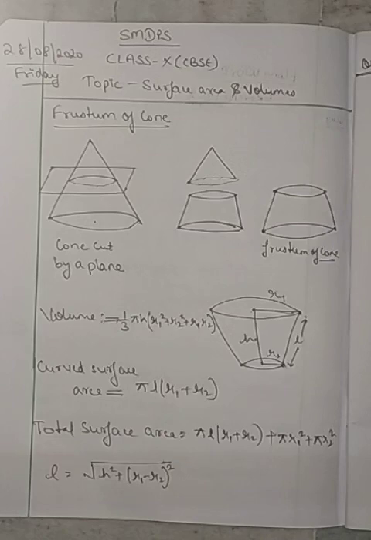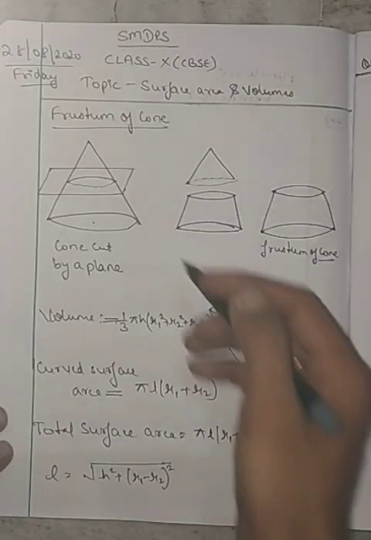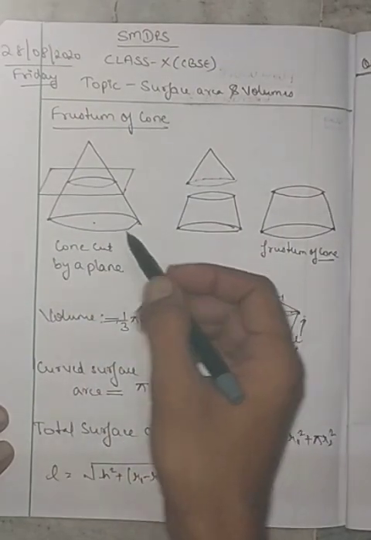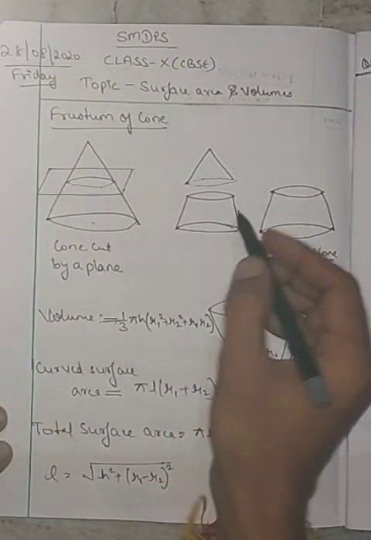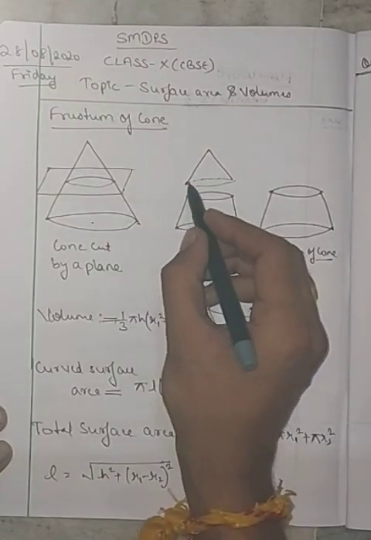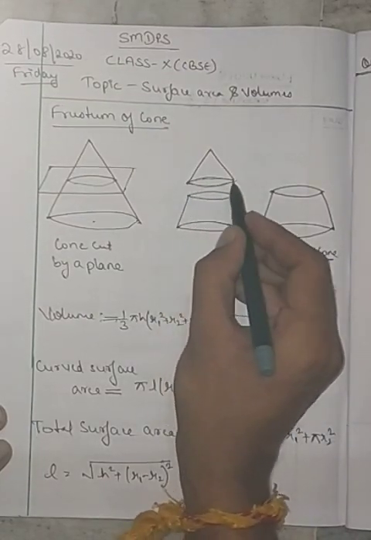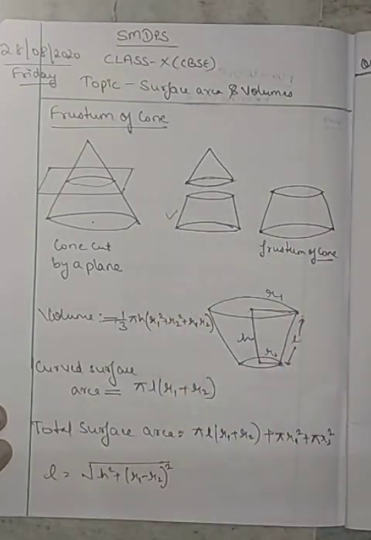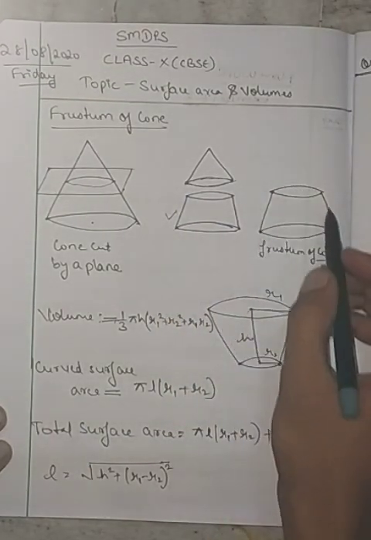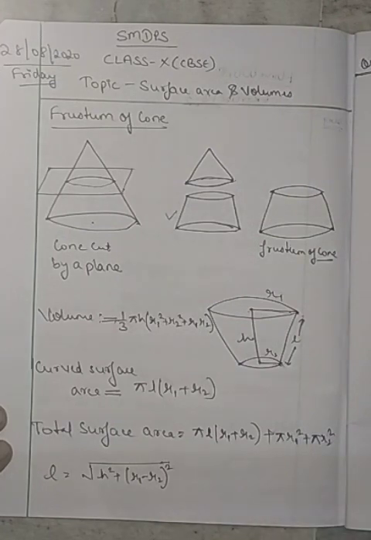Good morning, class. Today we are going to start with the frustum of cone, the last topic of your surface area volume chapter. What is the frustum of cone? Suppose we have a cone and we cut the cone by a plane, there will be two shapes that we will get. The top shape will be a cone, and the bottom shape will be like this. And this bucket like shape is known as frustum of cone.